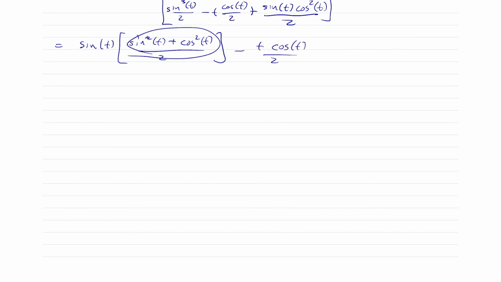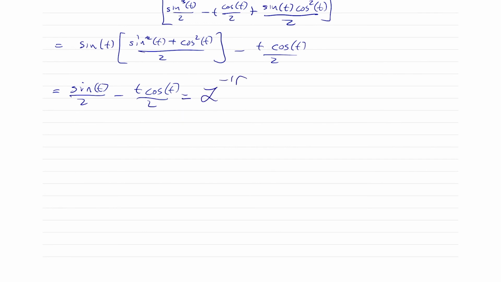Guess what? These two guys add up to 1, and so we get sine of t times 1 divided by 2 minus t cosine of t divided by 2. Okay, and that, my friends, is the inverse Laplace transform of 1 over s squared plus 1 quantity squared.